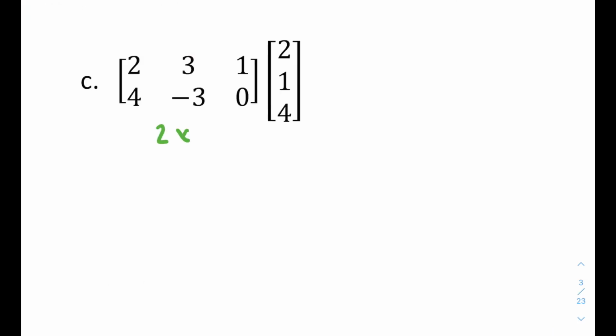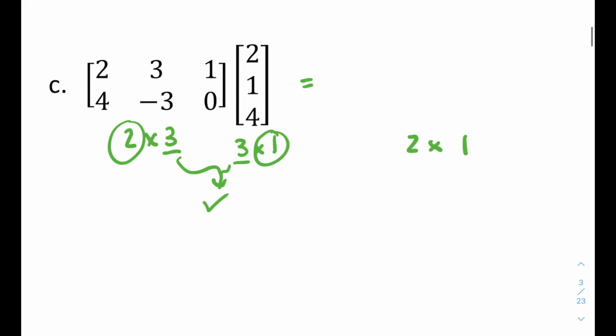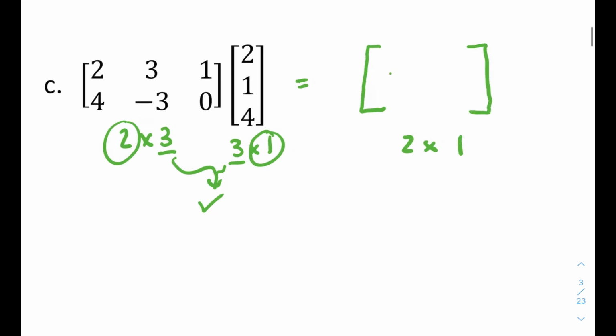Let's look at another one. Again, make sure it's possible first. This is a 2 by 3 matrix multiplied by a 3 by 1 matrix. And then our new matrix is then going to have dimensions 2 by 1 since they match and it's possible. So I'm going to have 2 rows and only a single column here from this matrix multiplication. So my result's just going to have those dimensions.